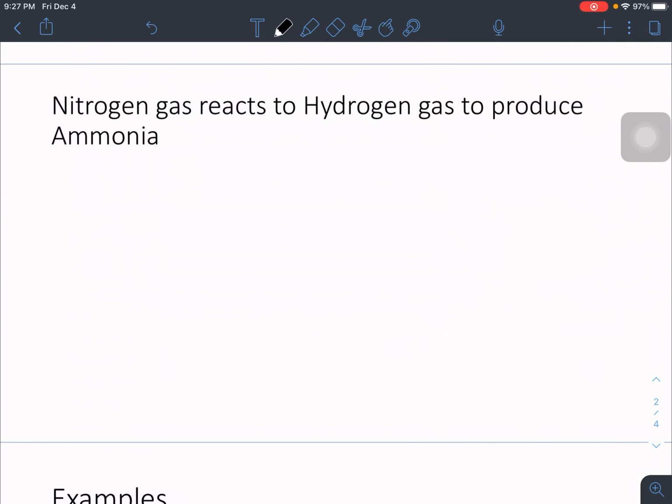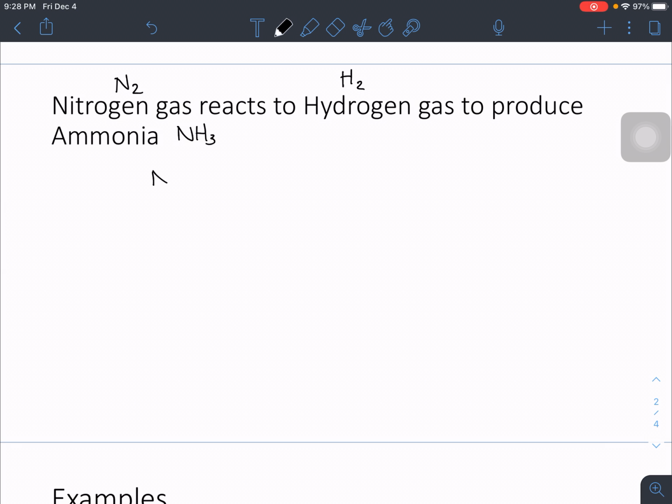So nitrogen gas. The chemical formula for nitrogen gas is N2, reacts with hydrogen gas. Hydrogen gas is H2. Okay? To produce ammonia. Ammonia has a chemical formula of NH3. Okay, so with this, we would like to convert this into a chemical equation.